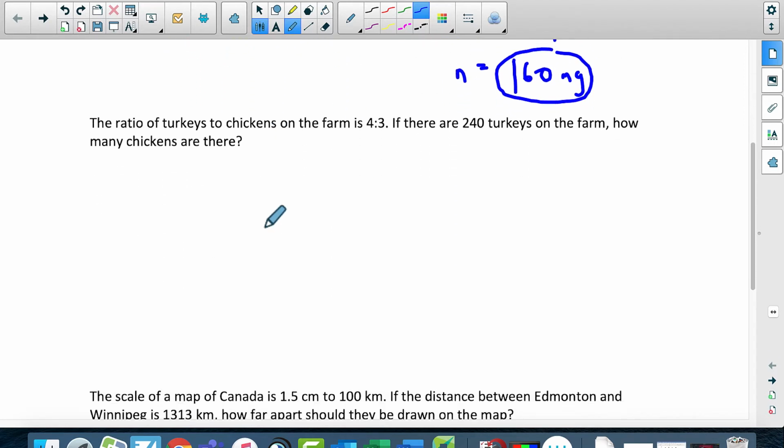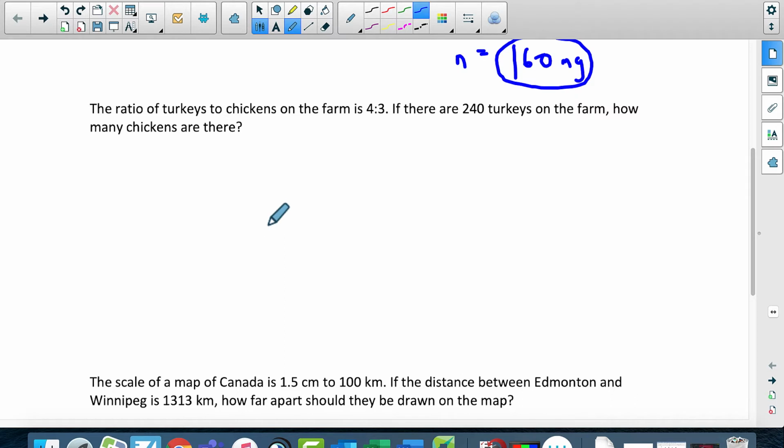Let's try another one. The ratio of turkeys to chickens on the farm is 4:3. So look, there's our first ratio. Now you could write it like this, that's the way they draw it. Can you think of a better way? It's going to be more useful when you're doing proportion problems. How about as a fraction? How about 4 over 3? Yeah, that's going to be better.